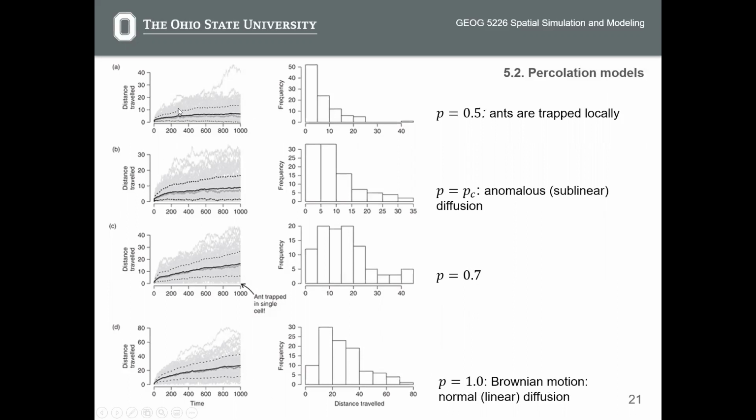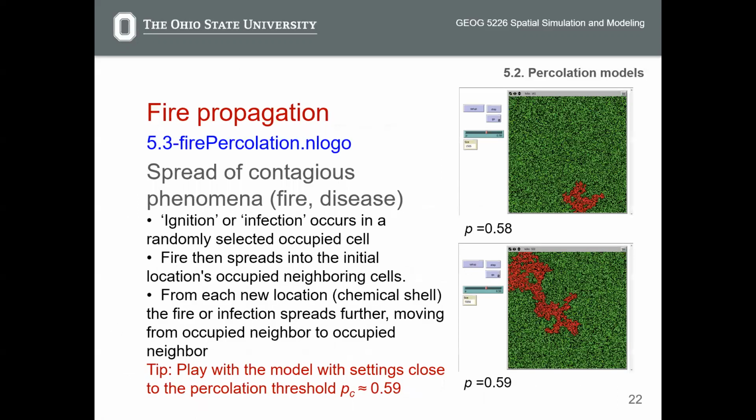This is what these 8 figures are trying to tell you, okay? The relationship between p-value and the distance traveled by ants. Okay, I will just stop here, and in the next video, I'll start with fire propagation.